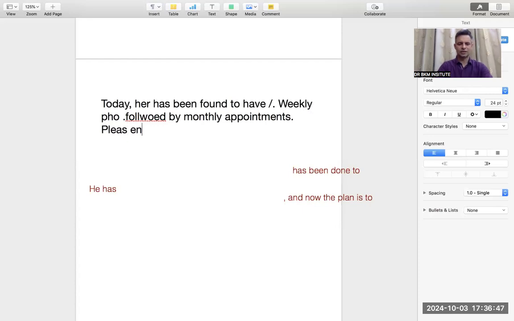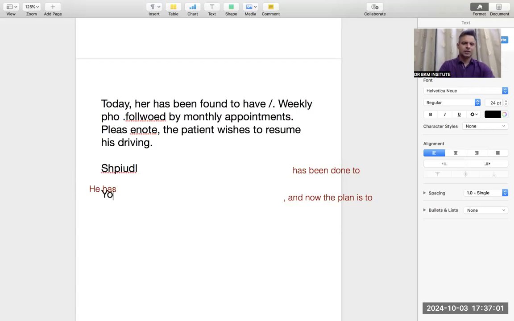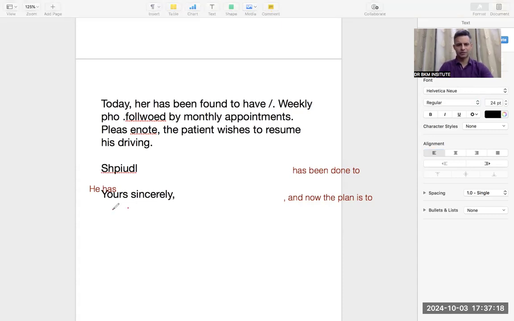Please note now the extra point. Please note he, or the patient, wishes to resume his driving. This is the main thing. Now I'm writing it in the form of please note. Should you require further information, feel free to contact. Yours sincerely, if the name is given. If your name is not given, then simply write yours faithfully. Okay, yours faithfully, and that's it. If your name is not given, then you say registered nurse, and this is all.